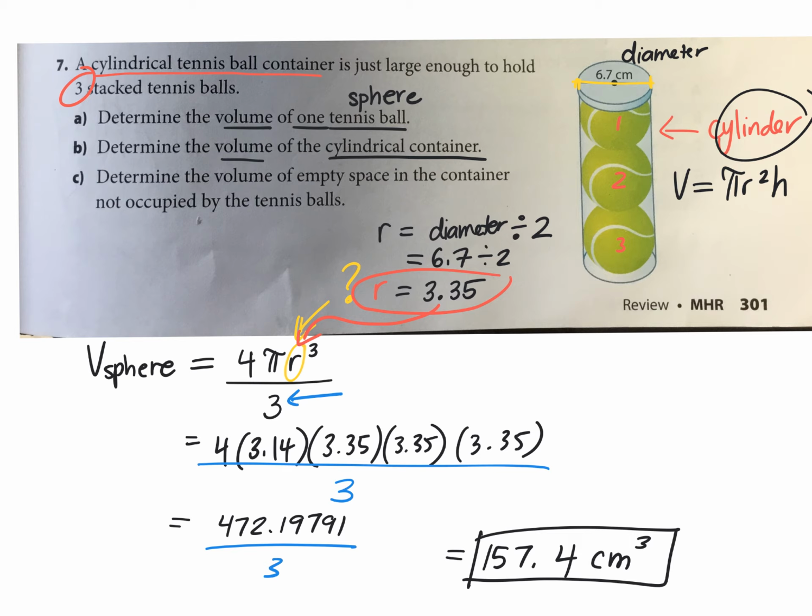Okay, now for the formula of a cylinder, we need to know the radius. Do you know the radius of the cylinder? Well, not exactly. Did we calculate it? Yes. The tennis ball has the same radius as the cylinder, right? So the radius of the tennis ball was what? 3.35. Which means the radius of the cylinder is also 3.35. Now, this is the hard part. Do you know the height of the cylinder?